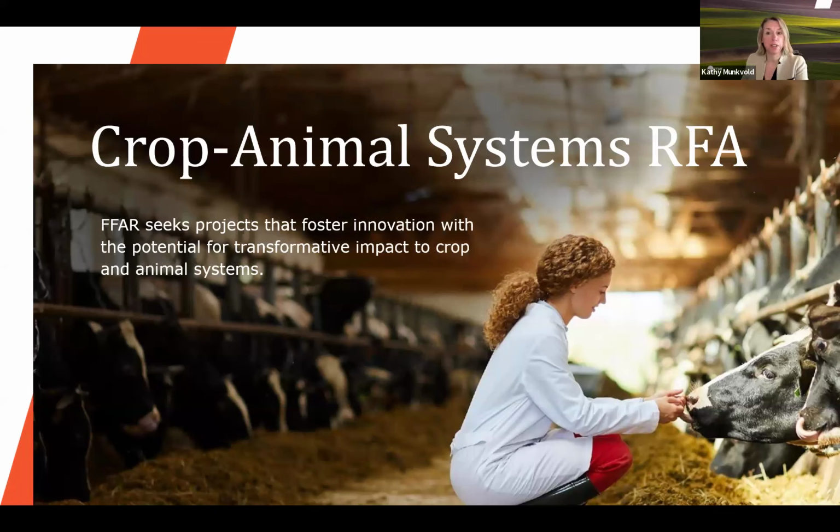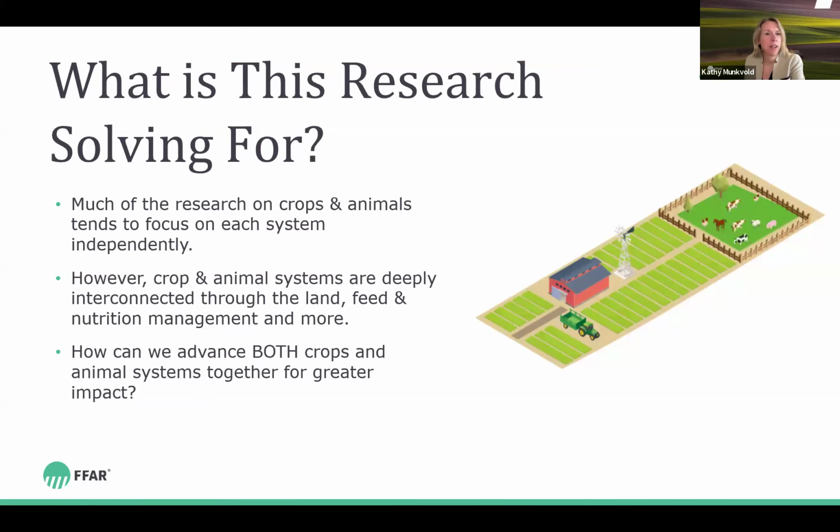But at a high level, FAR is seeking to fund projects that foster innovation with the potential for transformative impact to crop and animal systems. And here we're really focusing on where crop and animal experts can come together to advance crop and animal systems. Next slide, please.